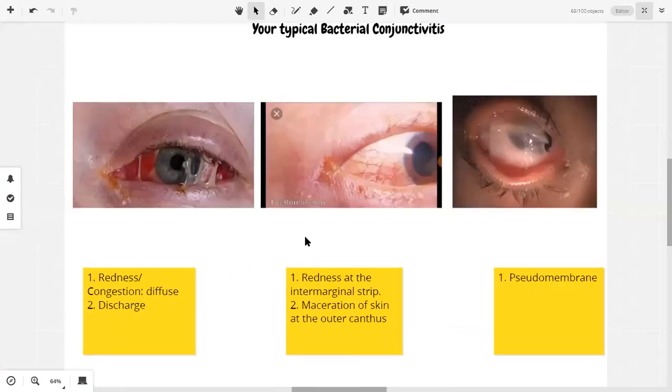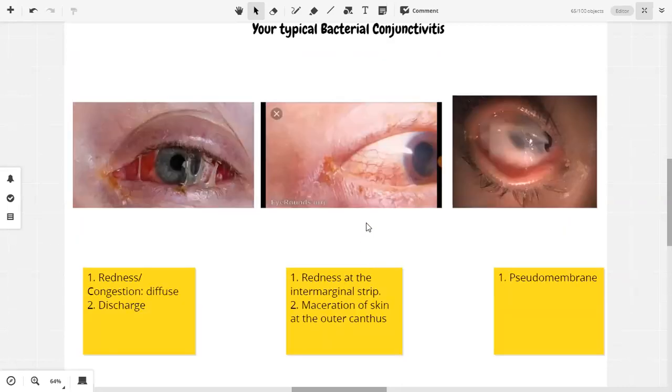Now, so we have our three cases of a typical clinical presentation of bacterial conjunctivitis, in which there is discharge, there is redness of the conjunctiva, and along with those things, we have, in case number one, diffuse redness and congestion. In case number two, redness at the intermarginal strip and maceration of the skin at the outer canthus. And then in case number three, pseudomembrane.